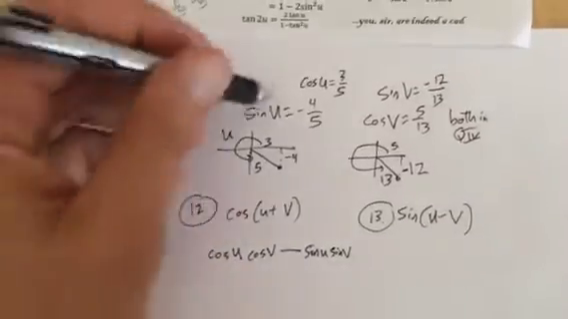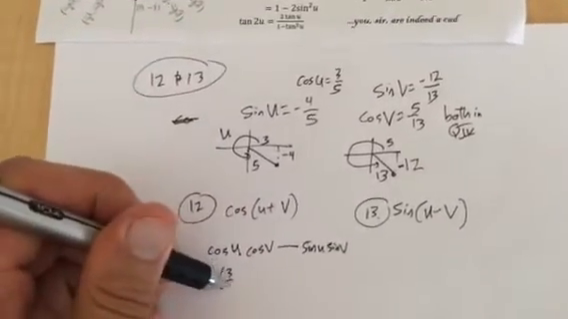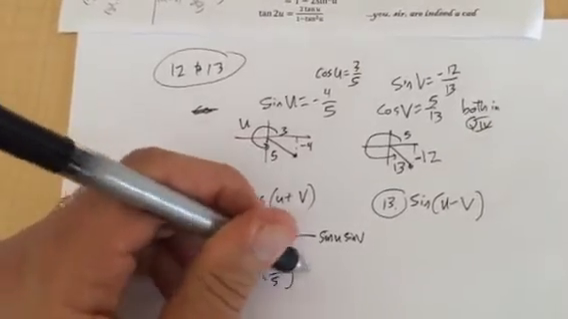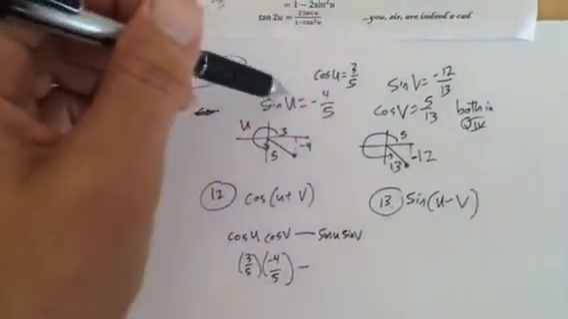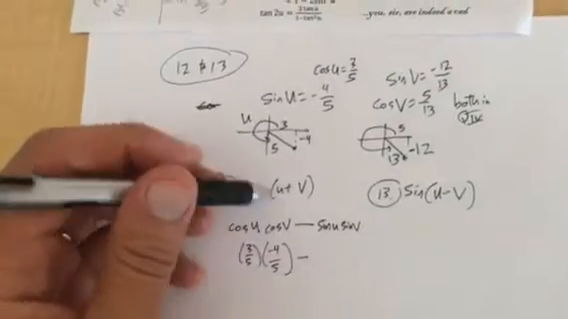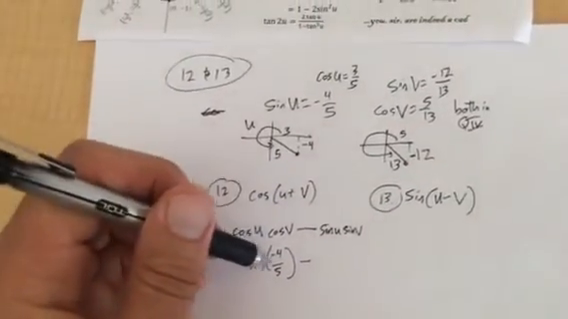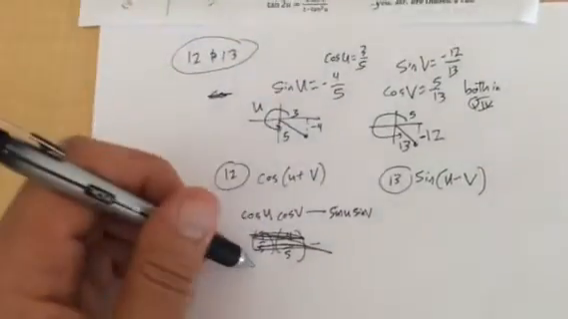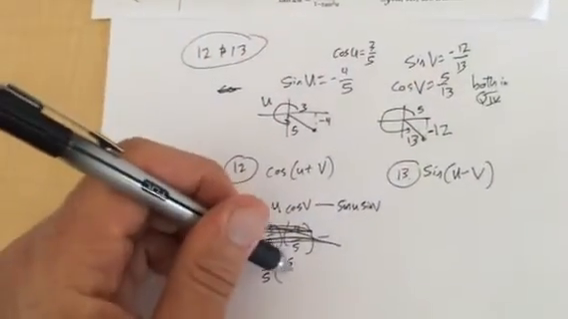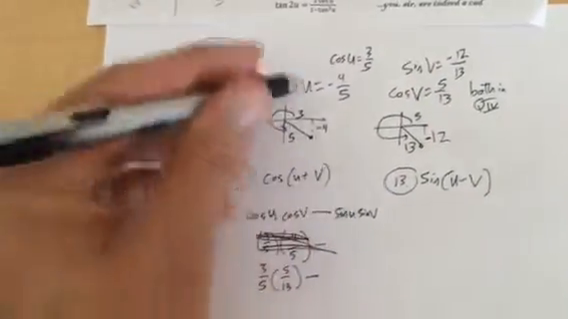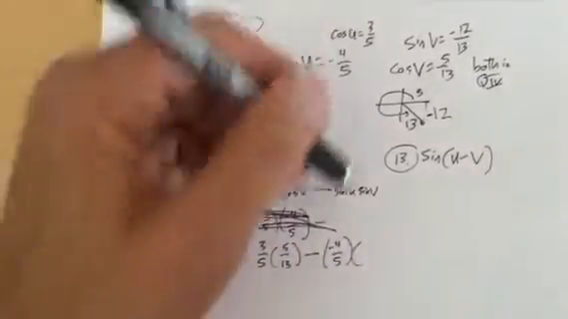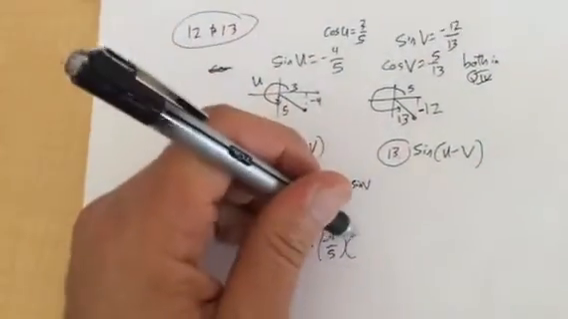So cosine of u is 3/5. Cosine of v is, oh wait, look how I messed it up. I just did u, u, v. Cosine of u is 3/5. Cosine of v is 5/13. Minus sine of u, which is negative 4/5, times sine of v, which is negative 12/13.